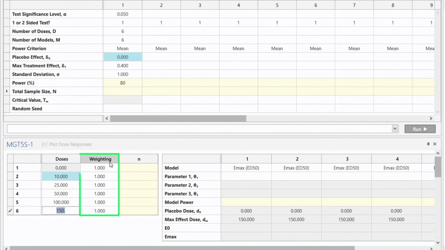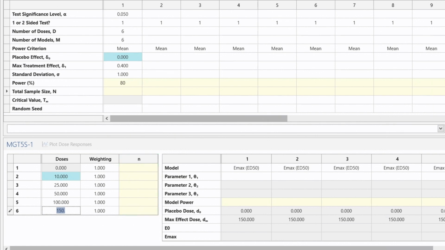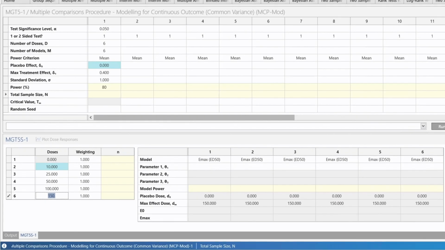The weighting row here can allow us to give unequal sample sizes per dose level if we require, with the default being equal per group, with these weightings equal to 1. The sample size column here will be filled in after the sample size calculation is complete. The final part we need to do is to enter the models that will be considered in this MCP Mod procedure.